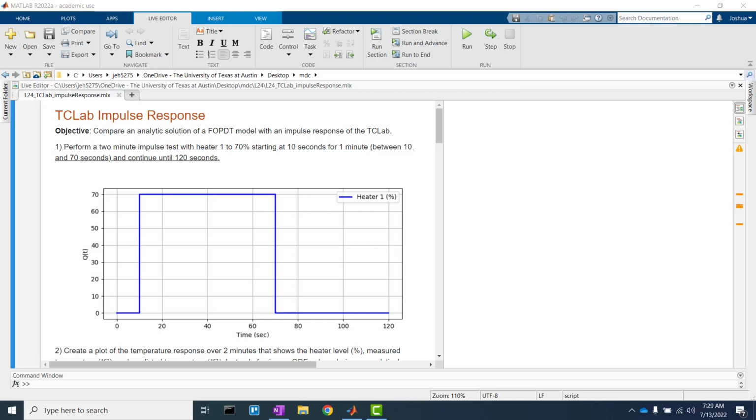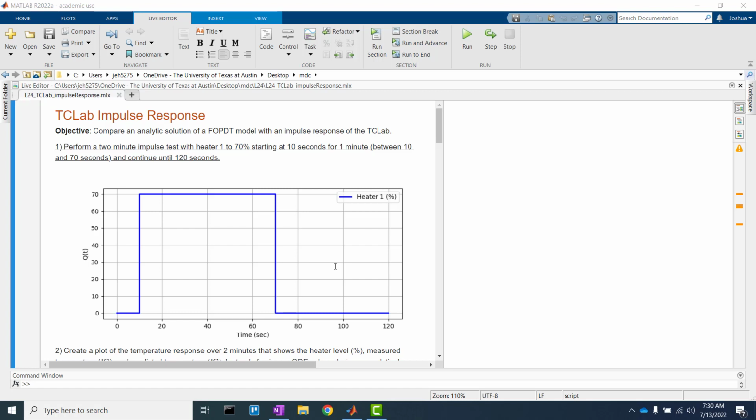Alright, in this activity we're going to take a step test like we've done before, from 10 seconds to 70 seconds, where we set our heater to 70%. From that we'll be able to obtain our data. It'll go up, but then it'll go down, something similar to what we've done before, but then we're going to fit a Laplace transform to that data.